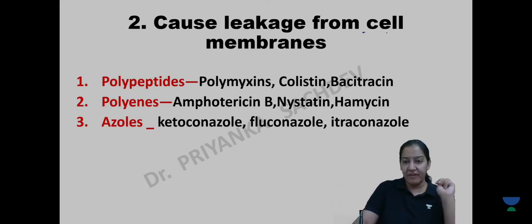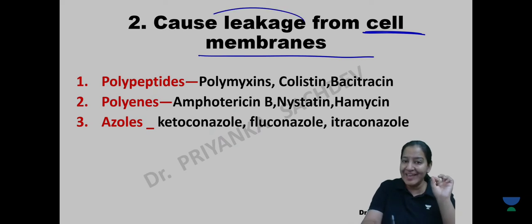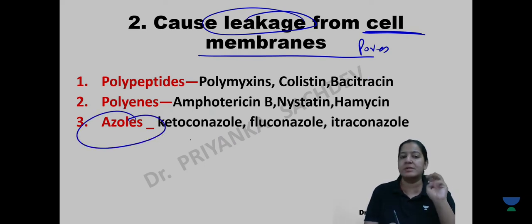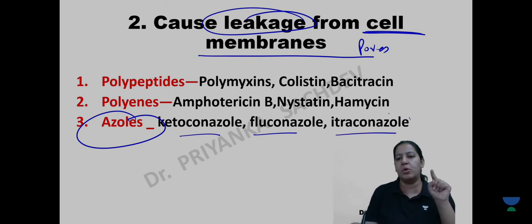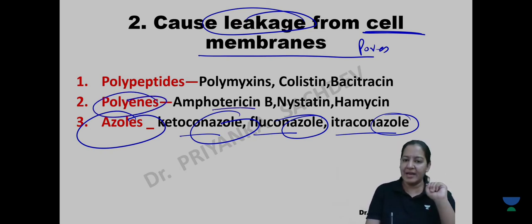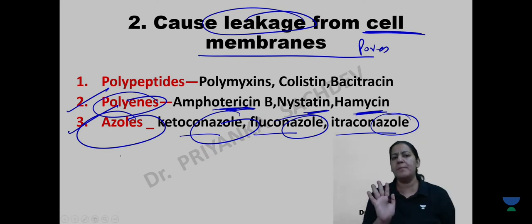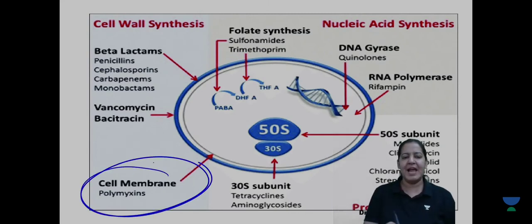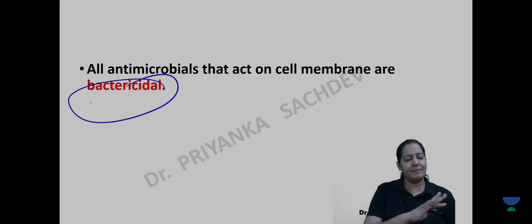Coming to the second category, the one which causes cell membrane holes. They cause leakage from the cell membrane by creating pores, holes in the cell membrane. There are 2 categories. First, all azoles, antifungal drugs: ketoconazole, fluconazole, itraconazole. So all azoles act by this mechanism. Number 2, all polyenes, again antifungal drugs like amphotericin B and nystatin. These are also antifungal. They also act by this mechanism. So these are 2 important categories, azoles and polyenes, which act by this mechanism. So you can see here cell membrane inhibitors. These are also bactericidal. The bacteria will be killed.